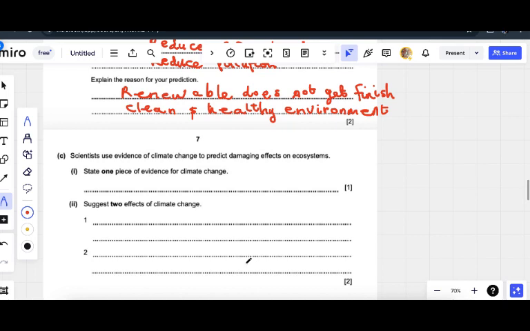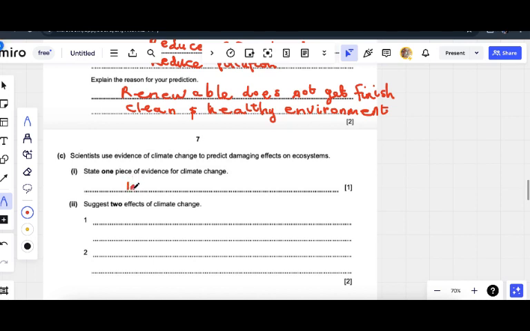Scientists use evidence of climate change. See, another climate change question, which we did in chemistry. Now, scientists use evidence of climate change to predict damaging effects on ecosystems. State one piece of evidence for climate change. One evidence that is obvious of climate change: increasing temperature, right?